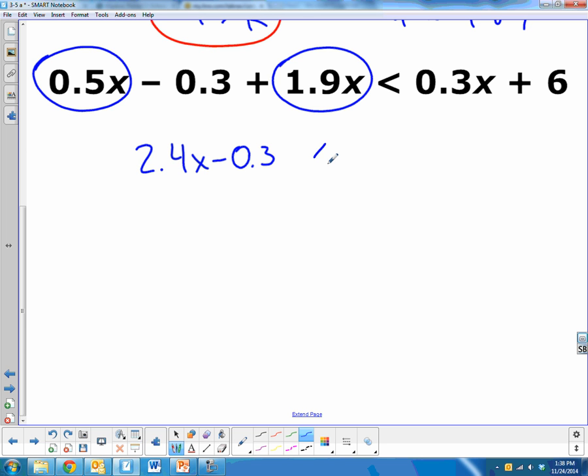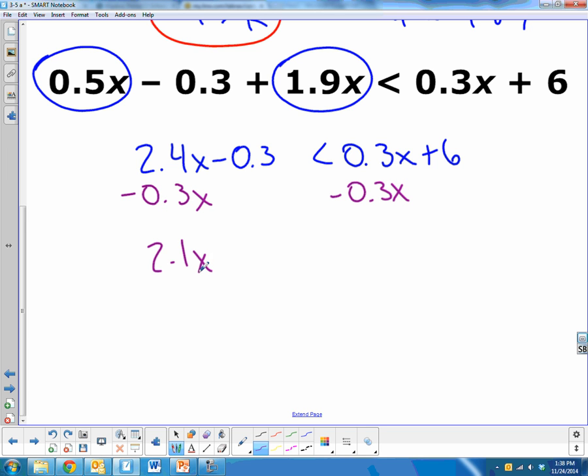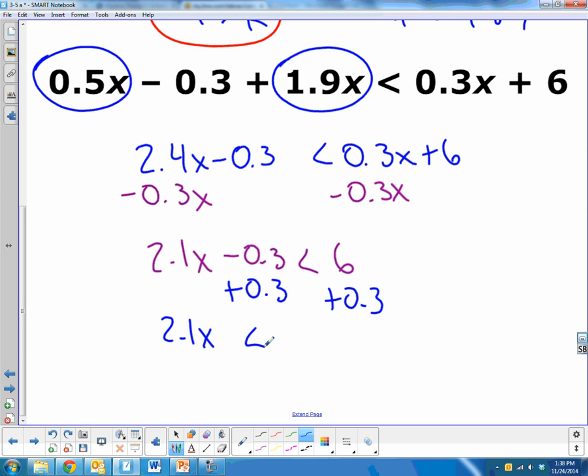So I've got my simplified inequality. Now I want to get all my x's together. So I'm going to subtract 3/10 x from both sides. I get 2.1x minus 3/10 is less than 6. I'm going to add 3/10 then to both sides and get 2.1x is less than 6.3.